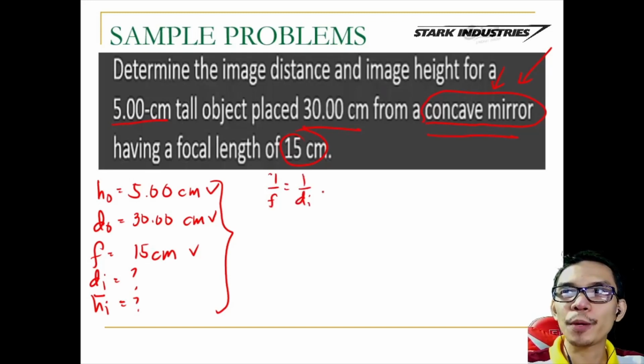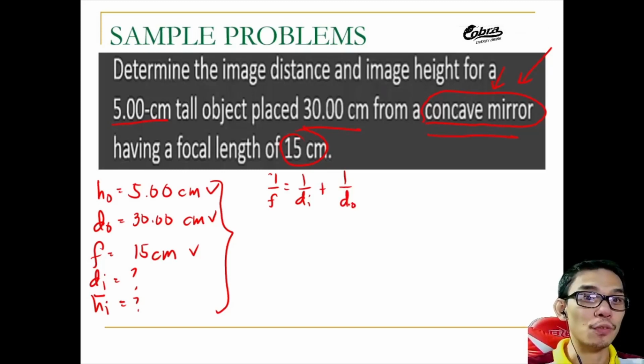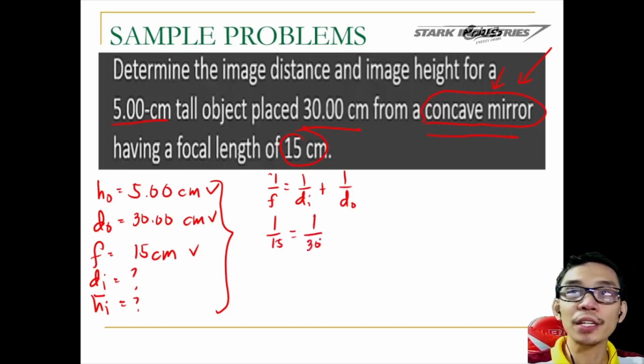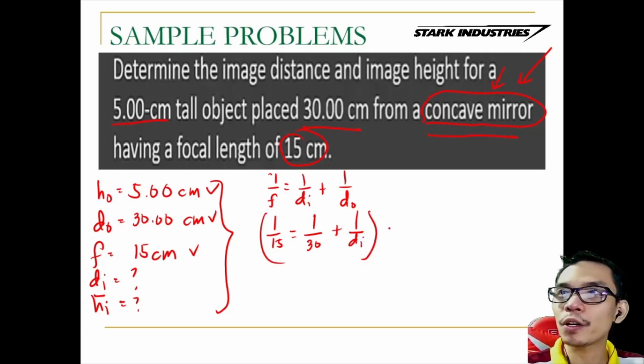Alright, so let's use this formula first. Let's substitute everything. So we have the focal length: 1 over 15 is equal to 1 over 30, plus 1 over d sub I. Then let's use the least common multiple, 30 d sub I.